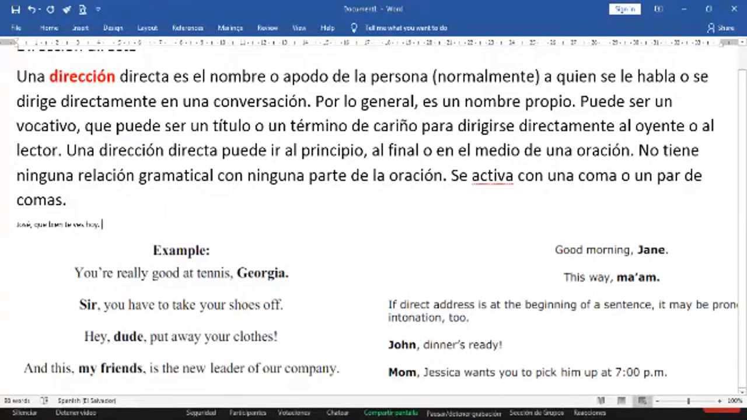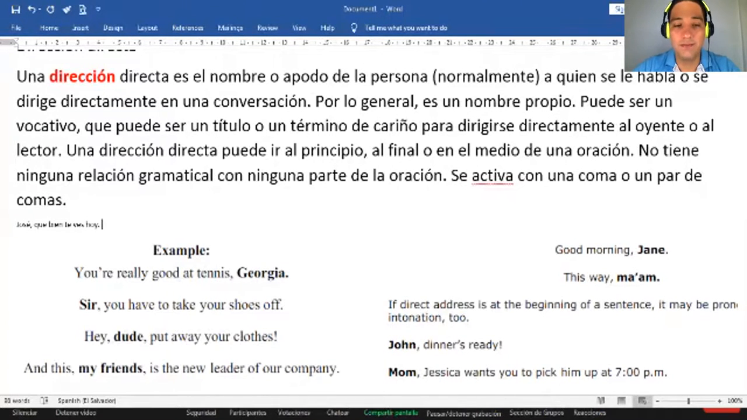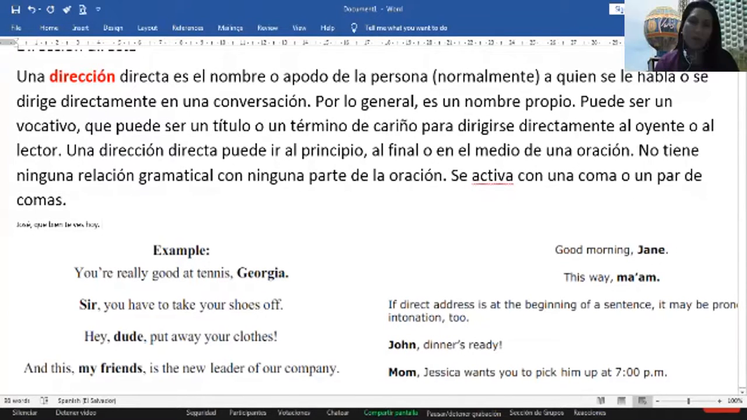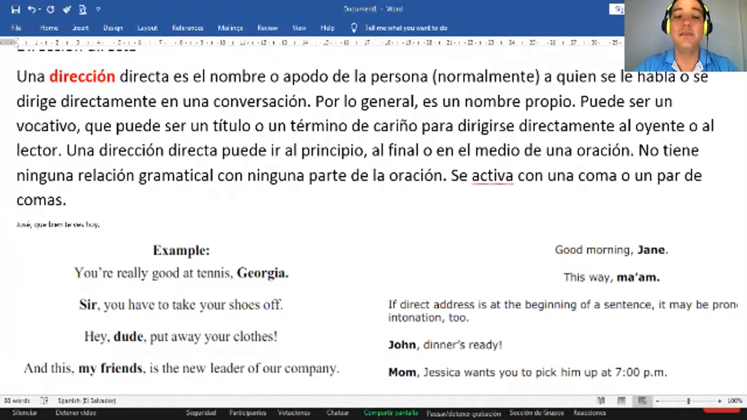So, veamos más ejemplos. Let's see other examples that I have here. Okay, let me make this smaller. So, we have examples. You're really good at tennis, Georgia. Sir. Como decía ahí el ejemplo, puede ir al principio. Esto puede ser un título como Sir, Mr., Mrs., Miss. Okay? Sir, you have to take your shoes off. Okay? Hey, dude. Escuchen. Hey, dude, put away your clothes.